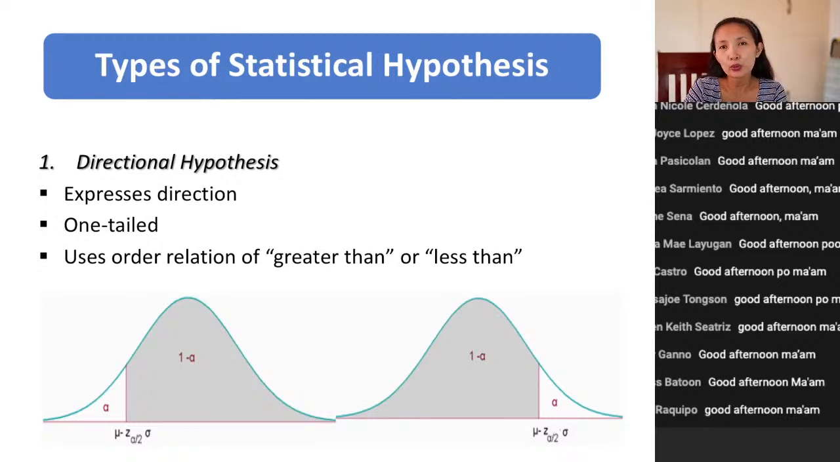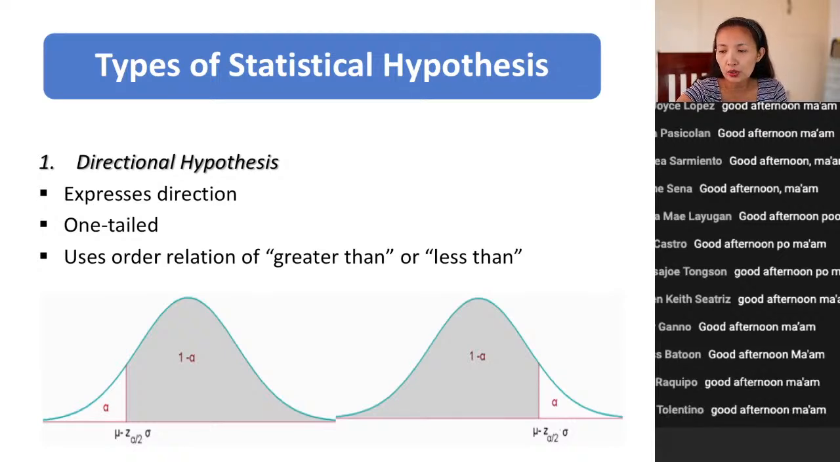Yung mga ang HA ay mu greater than specific value, mu less than a specific value, or population proportion less than, population proportion greater than. These are directional. Okay? They express direction. And the test arising from it is one tailed test. So, the rejection region is only on the left side. Ito divides the normal distribution into two regions. We have here the rejection region. And this is the acceptance. Ito lang yung rejection region. So, one tailed yan.